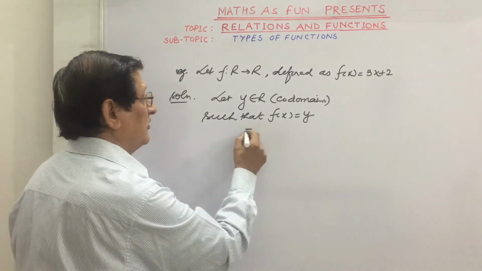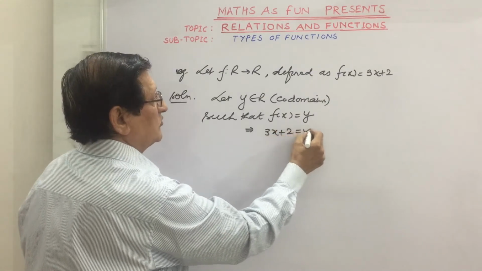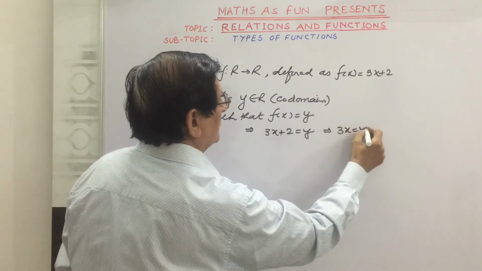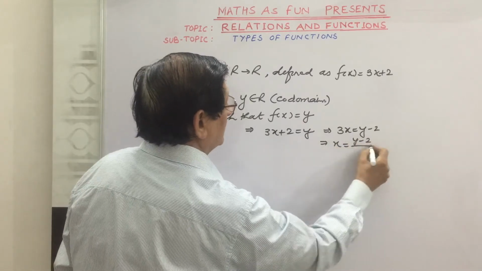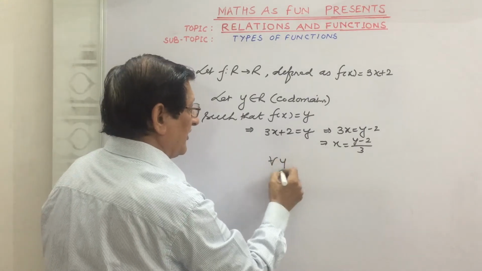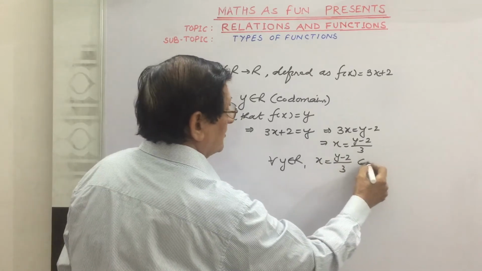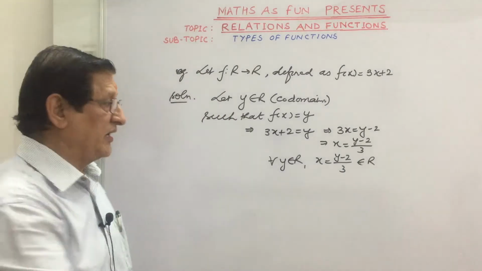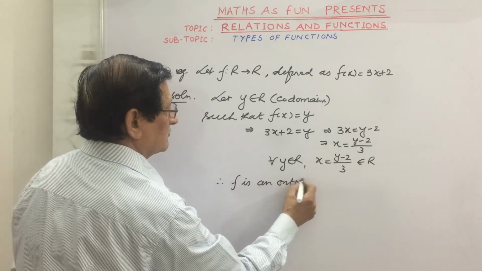To do that, we apply the formula for f(x), that is 3x + 2 = y, which implies that 3x = y - 2. It means x = (y - 2)/3. And we know for every y belonging to R, x = (y - 2)/3 also belongs to R. That is also a real number. And hence we can say, therefore, f is an onto function.